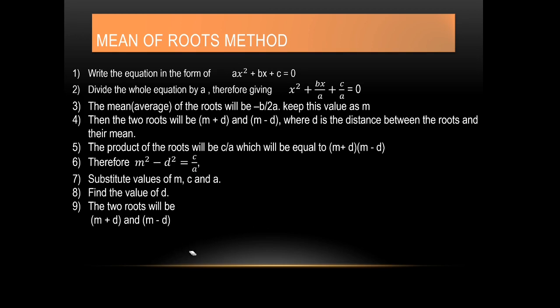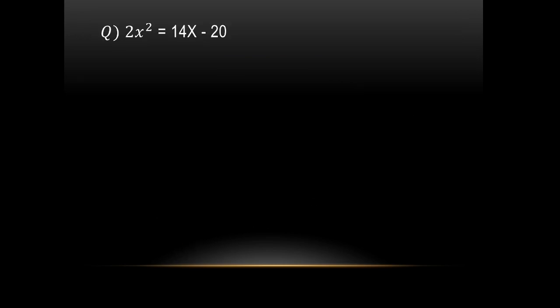So let us take an example to get a clearer view. So 2x square is equal to 14x minus 20. So let us get it to our general form. So here it becomes 2x square minus 14x plus 20 is equal to 0. So next what we do is we divide the whole equation by 2. So when we divide the whole equation by 2, it becomes x square minus 7x plus 10 is equal to 0. So this is our new form of the equation.